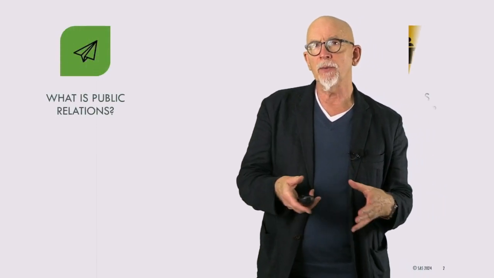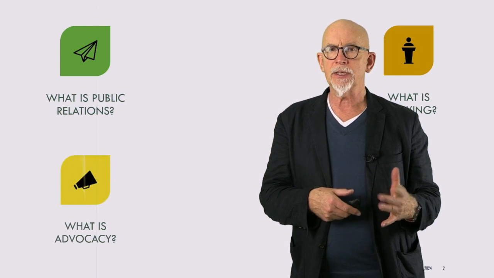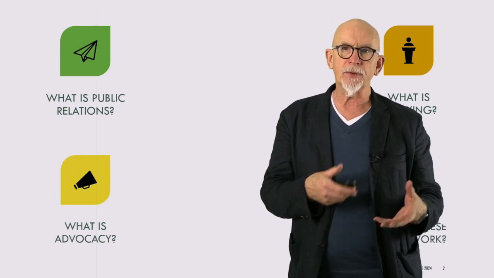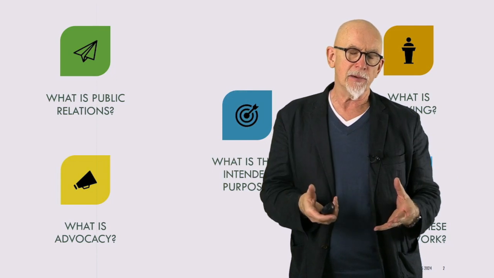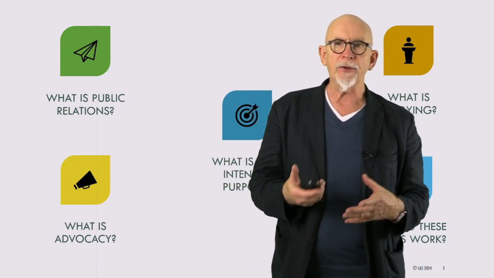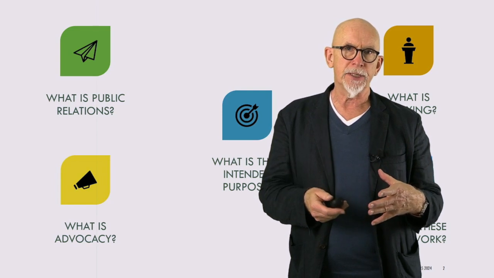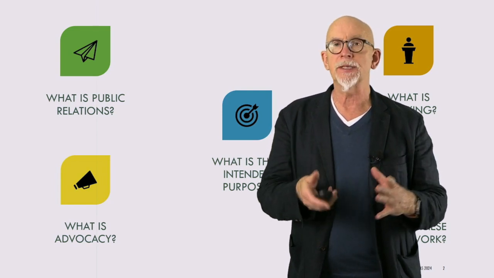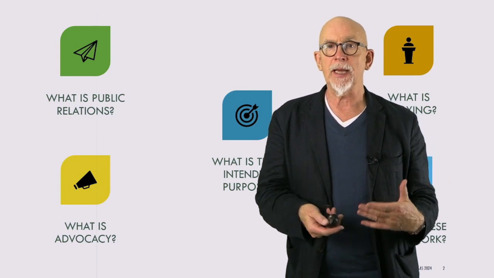So the structure of what we're going to be looking at in this short session today is looking at what is public relations, what is lobbying, what is advocacy, how do these different components that are lumped together under the umbrella of public relations, how do they work and how do they interact with each other, and what's their intended purpose? Because for each of these different elements there's a different purpose because of who's sponsoring the action, if you will.